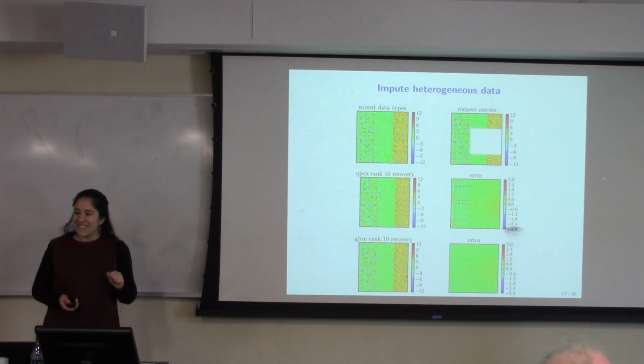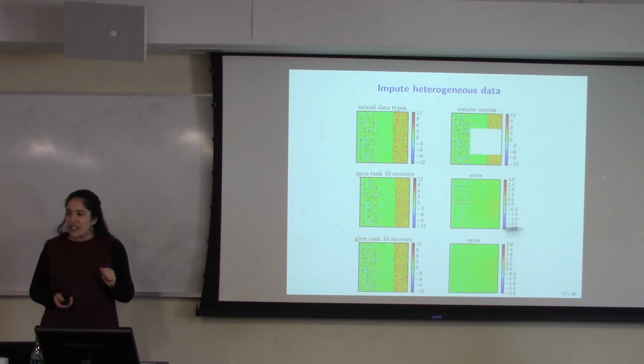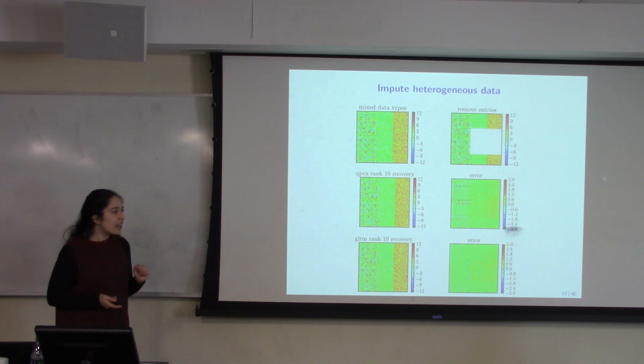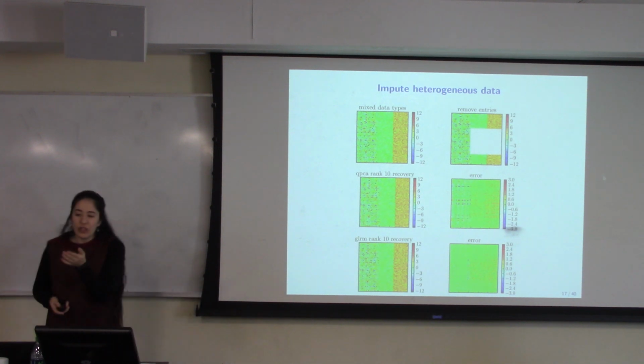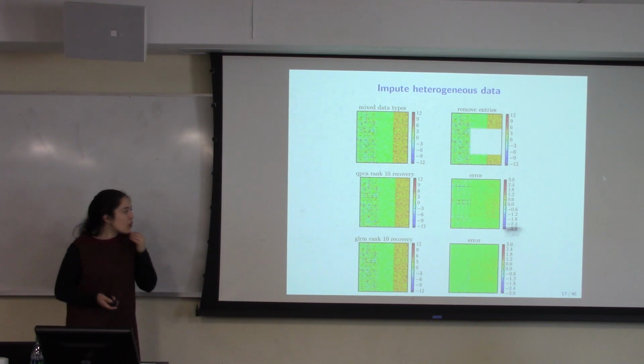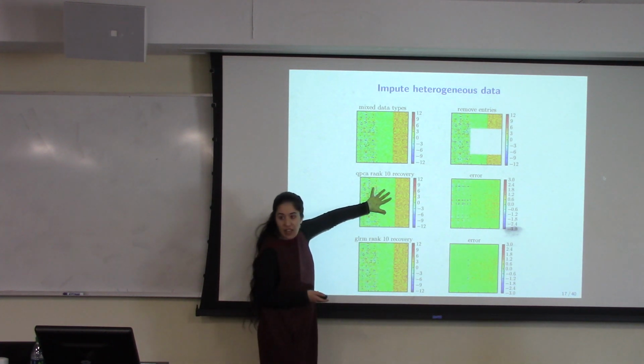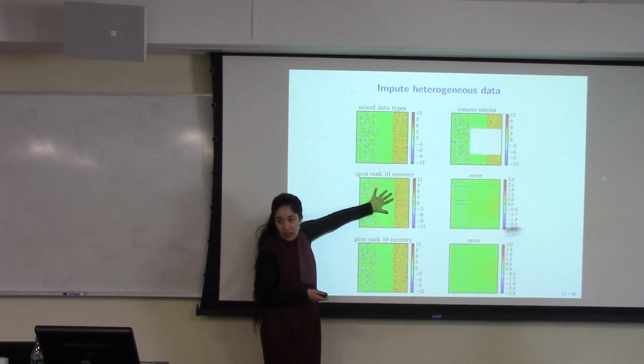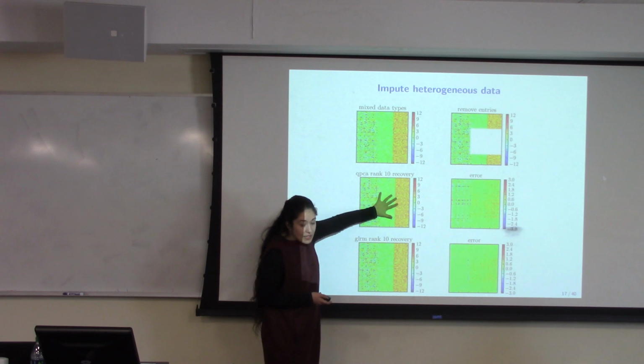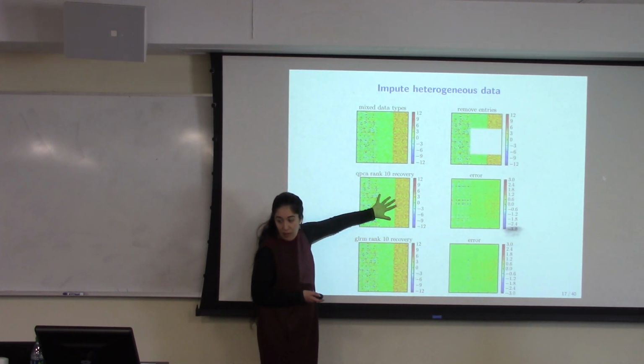I'm just wondering, for the incomplete data, is it also true that when you increase your rank, the fitting error will be smaller? No, that's a generalization problem. As you increase the rank, you'll always get an improved fit on the data in sample. Even for the incomplete data, the in-sample fit will always improve and improve as you increase the rank.